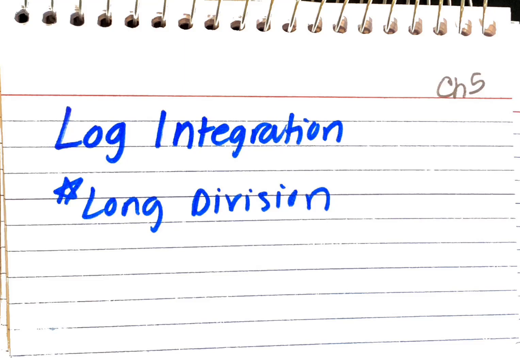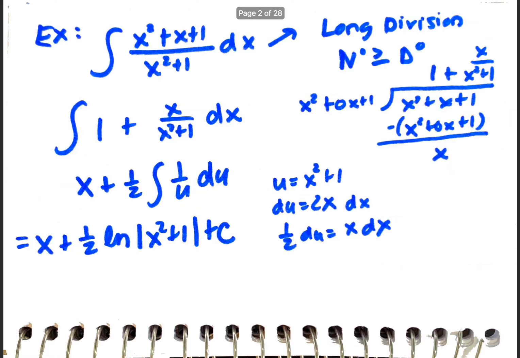Welcome to this video. In here we're going to do a no-cards review of Chapter 5, Calculus BC. Let's jump right in. First, log integration. Long division is a very useful way to do this, so pay attention to that.